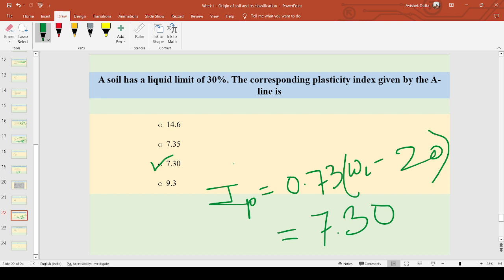This equation is also very important to remember for this kind of numericals, because this is the line classifying or distinguishing the organic from the inorganic soils.